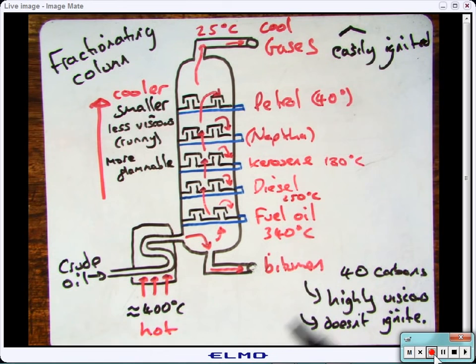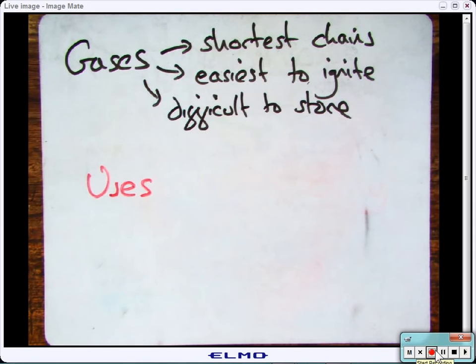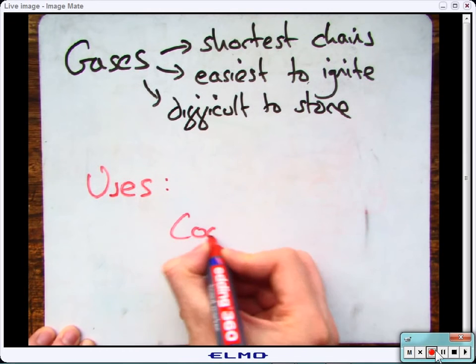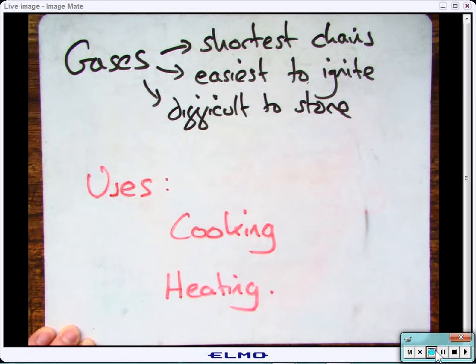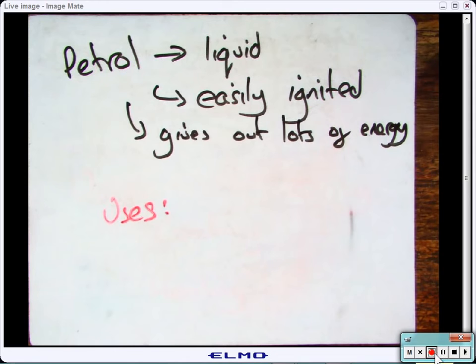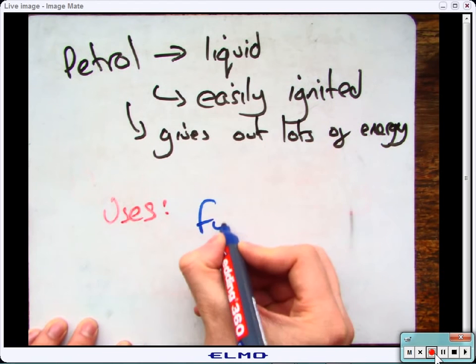Now for the exam, you'll need to know each of these fractions, what they're used for, and why. So our gases then, which are the shortest chain, easiest to ignite, and the most difficult to store, because it is a gas, are used for cooking and heating. Because they give out a lot of energy, you don't have to put much energy in to get them to light. So petrol is a liquid, so it's easy to store, easily ignited, and gives out lots of energy, so therefore it's used as a fuel for cars.